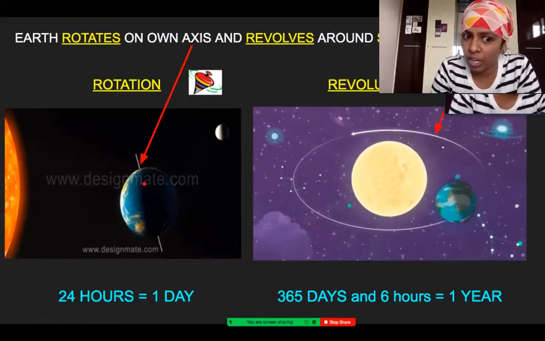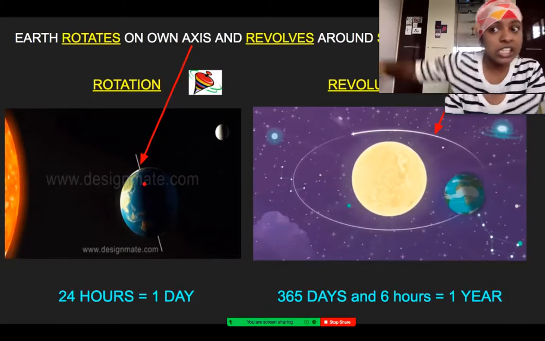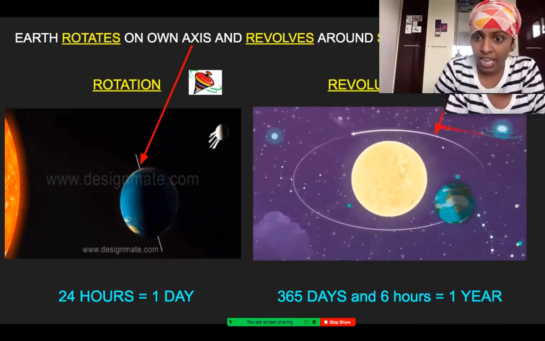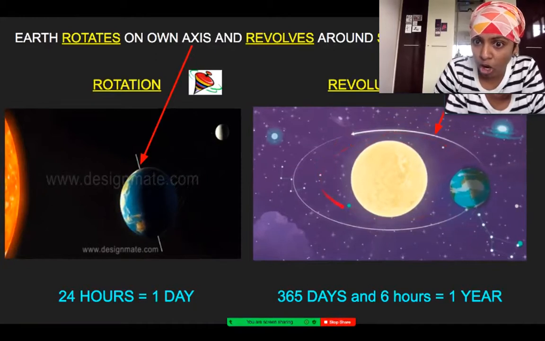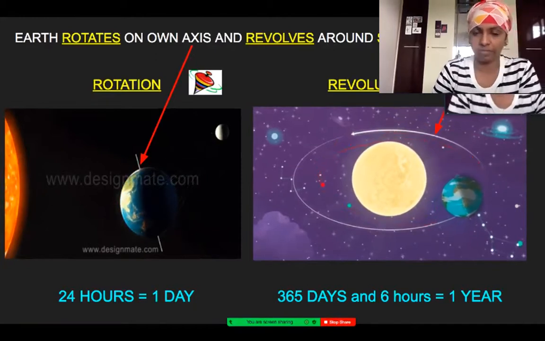Okay, so this is rotation. This is revolution. Can you see the earth? And this is the sun. It is revolving around the sun.